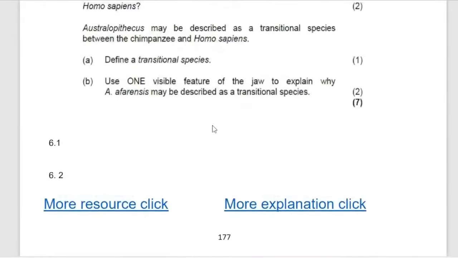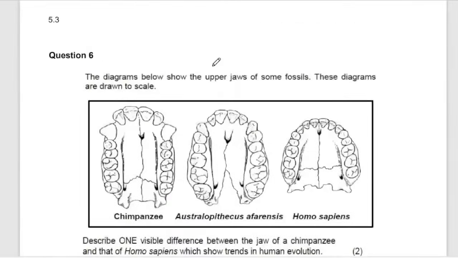What is a transitional fossil? Now, what shows that this is a transitional fossil? They can say this is X, this is Y, and this is Z, and Y is a transitional fossil. Give a reason for your answer: because it has characteristics of both this and this. Now they have given you a scenario to use.